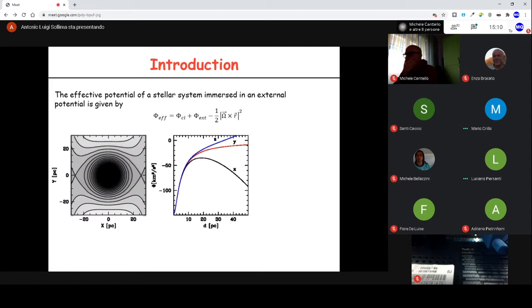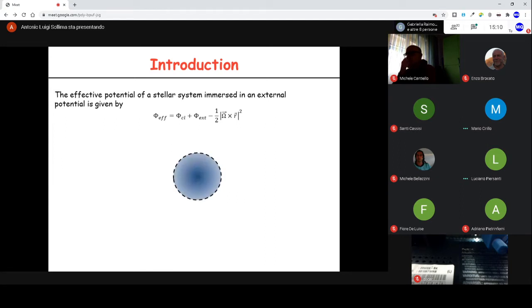And along the z direction, which is perpendicular to the orbital plane, instead, the potential is a growing function of the distance. So this means that whatever the energy of the star is, there are no stars which can escape along the z direction, because there is always a wall of potential which stops the stars at a given distance.